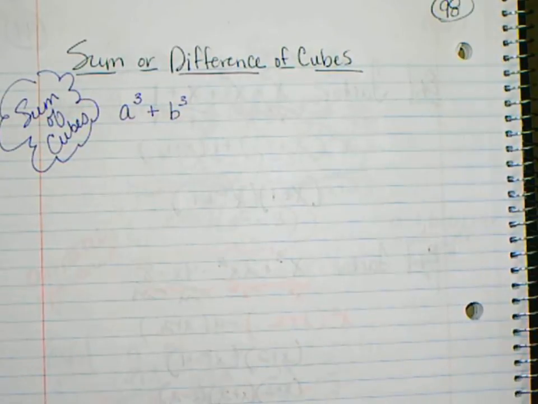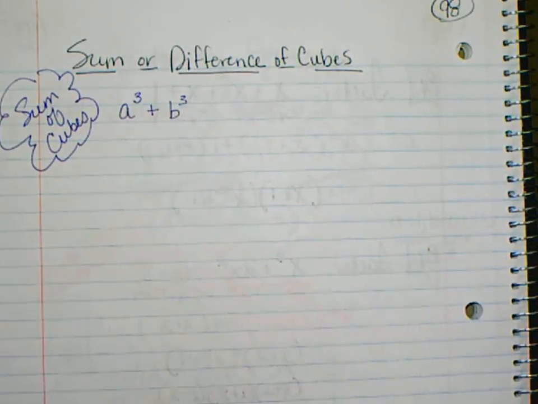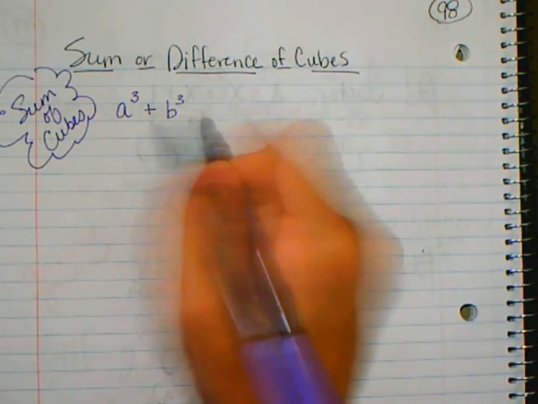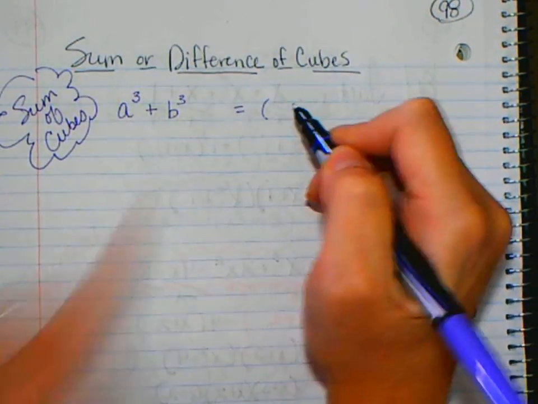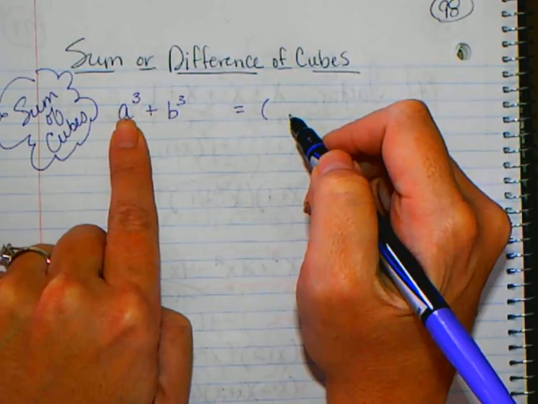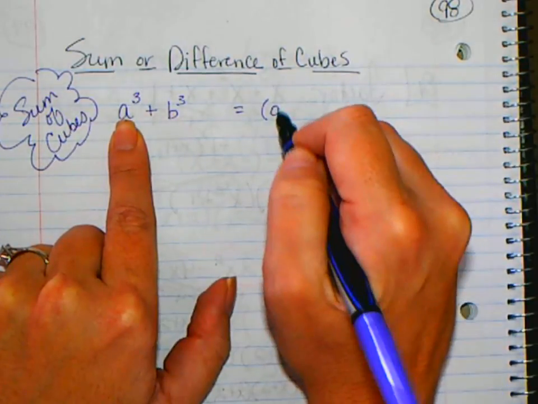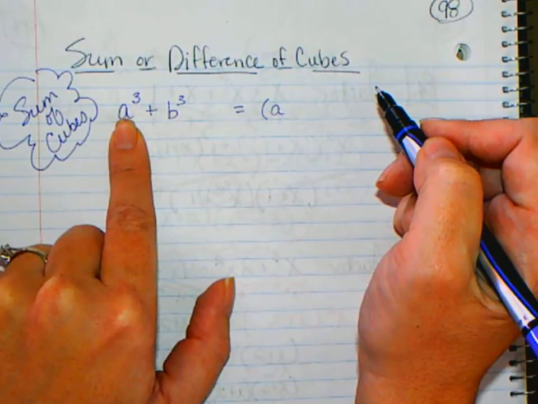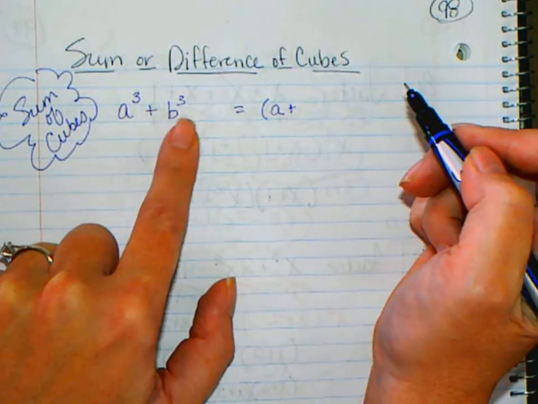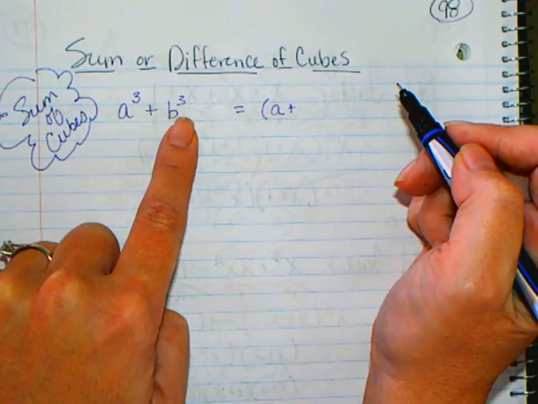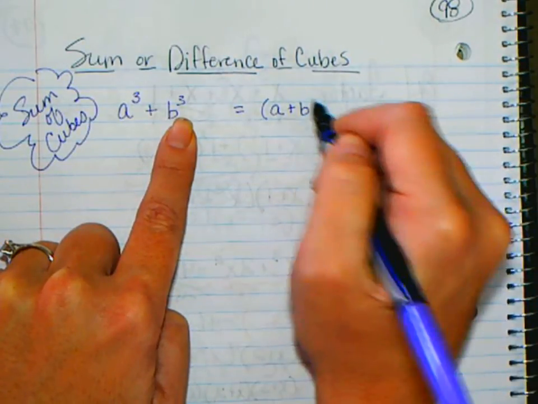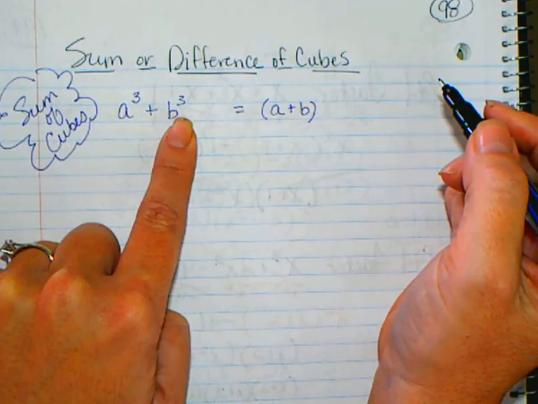If you do have a sum of cubes, to factor it, you just follow a pattern, okay? You have to memorize this pattern. This pattern will not be given to you on the test or on the FSA or end of course exam. So you have to know the pattern. To factor this sum of cubes, you take the cube root of the first term. So the cube root of a cubed would be a, plus the cube root of the second term. The cube root of b cubed would be b. And that's what's in your first set of parentheses.